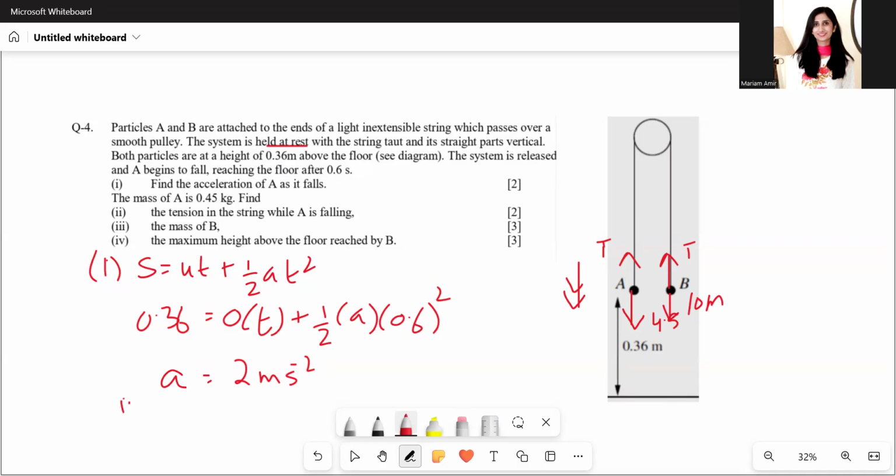So we're going to use Newton's second law: forward force, which is 4.5 newtons weight, minus backward force, which is the tension, equals mass, which is 0.45, times acceleration, which is 2. This should give the value of T, 3.6 newtons.